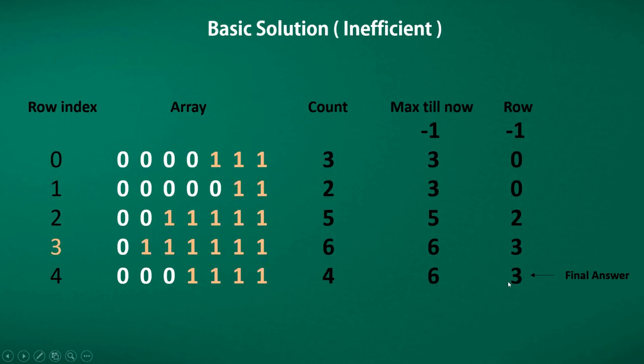So our final answer would be 3 because row number 3 has the maximum number of ones, and that maximum is 6. We can just output this final answer from the row variable. But this solution is very inefficient because in all cases you will have to scan the entire array. So let me explain what an efficient solution is.